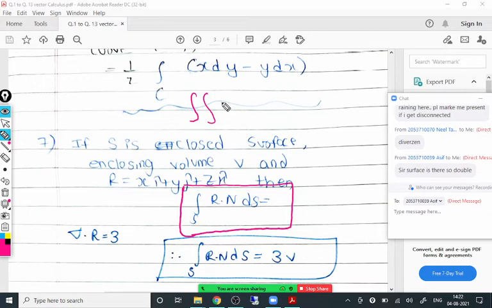R bar is a position vector, and n dS is actually n cap dS, where n is a normal vector. So it is R bar dot n cap dS over the surface. Both are the same. Some authors use this notation, like B.S. Grewal, but the question can be asked in this format also. Now, S is a closed surface. Can you tell me how to do it? Why is 3V the answer?